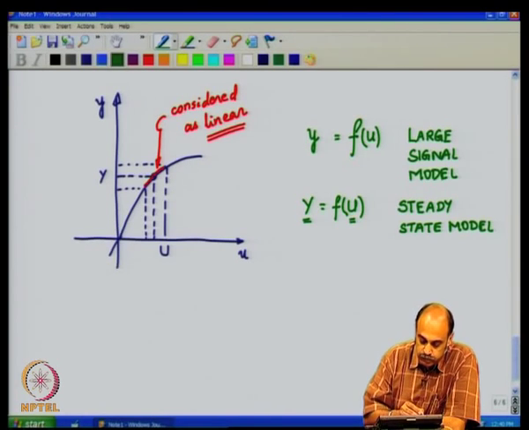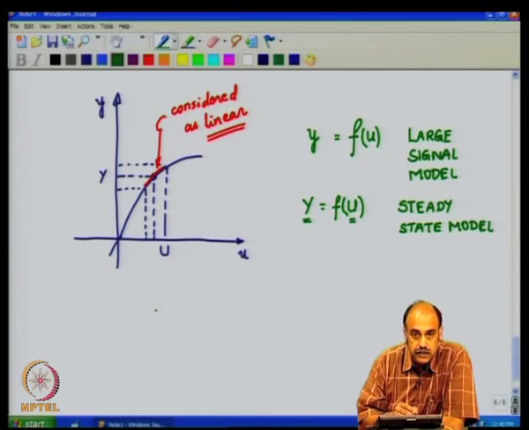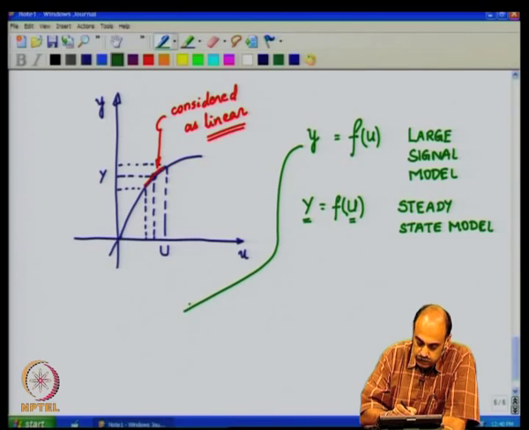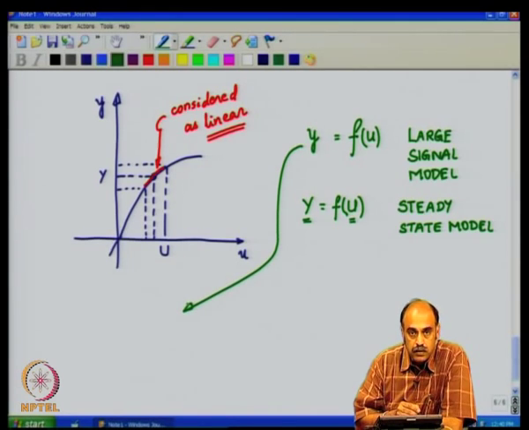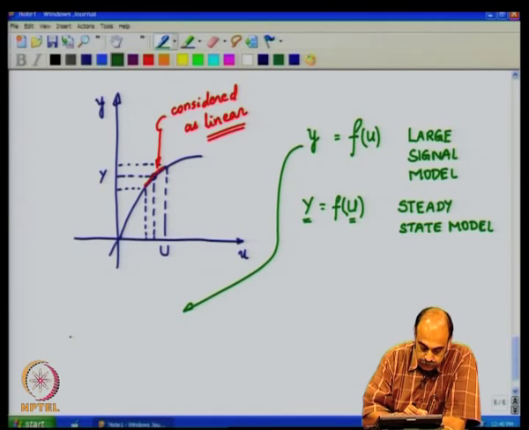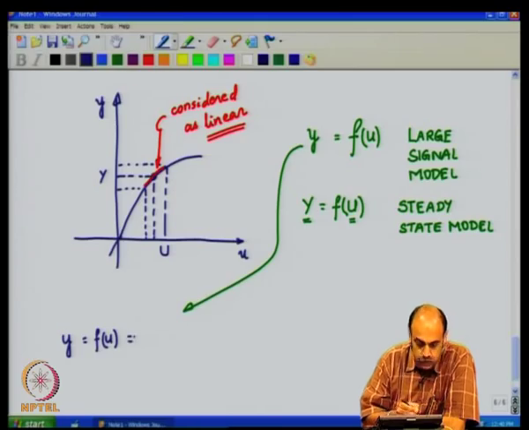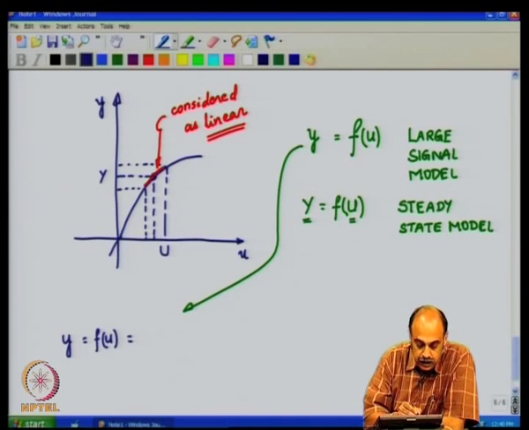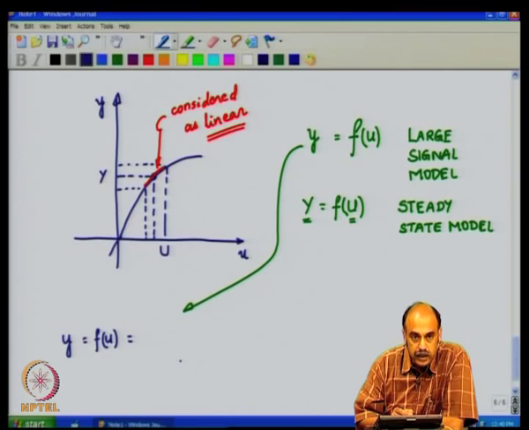Now, let us consider the generic case y equal to f of u. We could use Taylor series and expand it about the operating point.